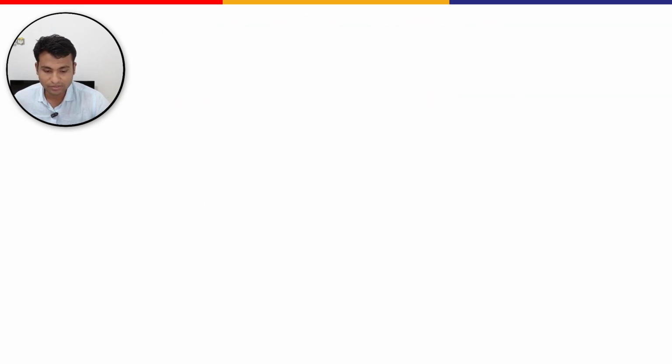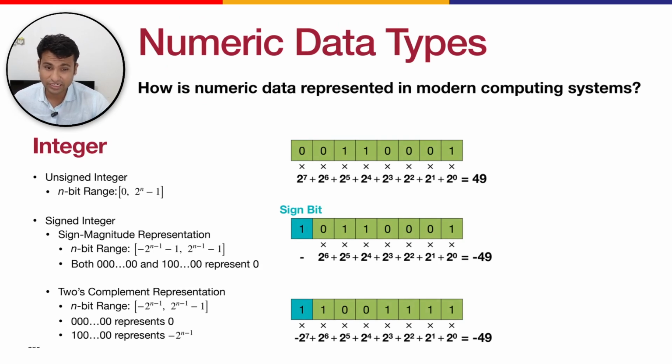So how should we make deep learning more efficient? It is definitely by choosing a more efficient data type. Let's have a discussion about the different data types available to us, and how numeric data is represented in modern computing systems. When it comes to integers, if we take an unsigned integer with an n-bit range, the range goes from a lower limit of 0 to a maximum limit of 2 raised to the power n minus 1. So this is the range you can get.